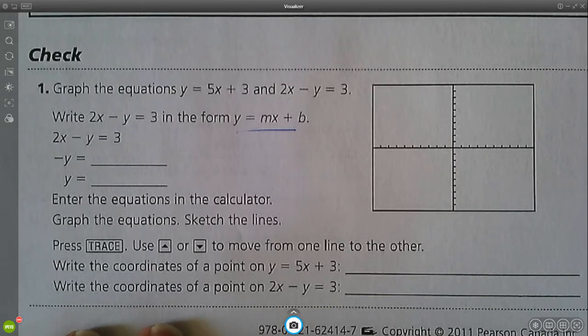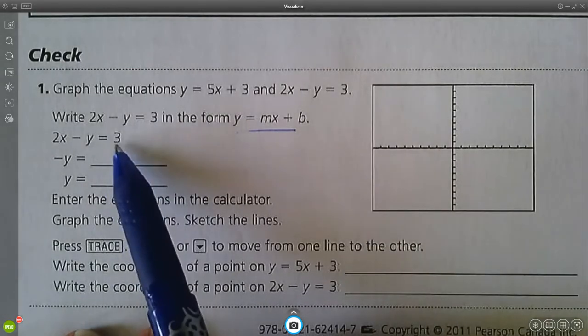Remember, I said that the things that we were learning in the last chapter are going to be built upon in this chapter. So I expect you to be able to put those equations into slope-intercept form. So please pause the video now, and then I'll do the rearranging of this equation so that you can enter them both into your calculator.